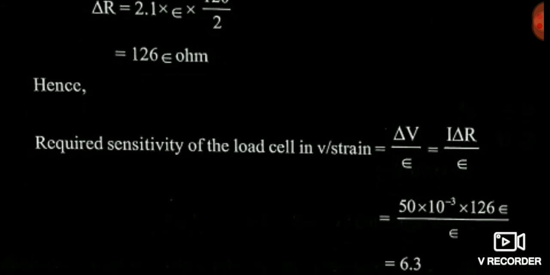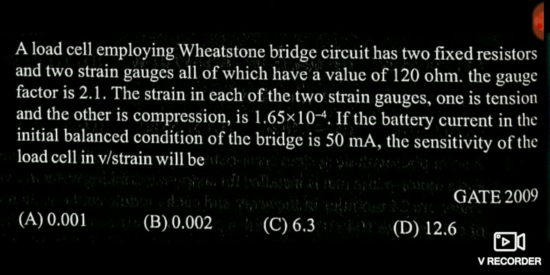After that, friends, we have to calculate the sensitivity. Sensitivity is nothing but voltage per unit strain, meaning V per unit sigma. So V is equal to IR. I is given, the current is 50 into 10 to the power minus 3, and the resistance is given as 126 into sigma. Sigma cancels, and then you get the required sensitivity of 6.3. It is unitless. You can see that 6.3 is option C.